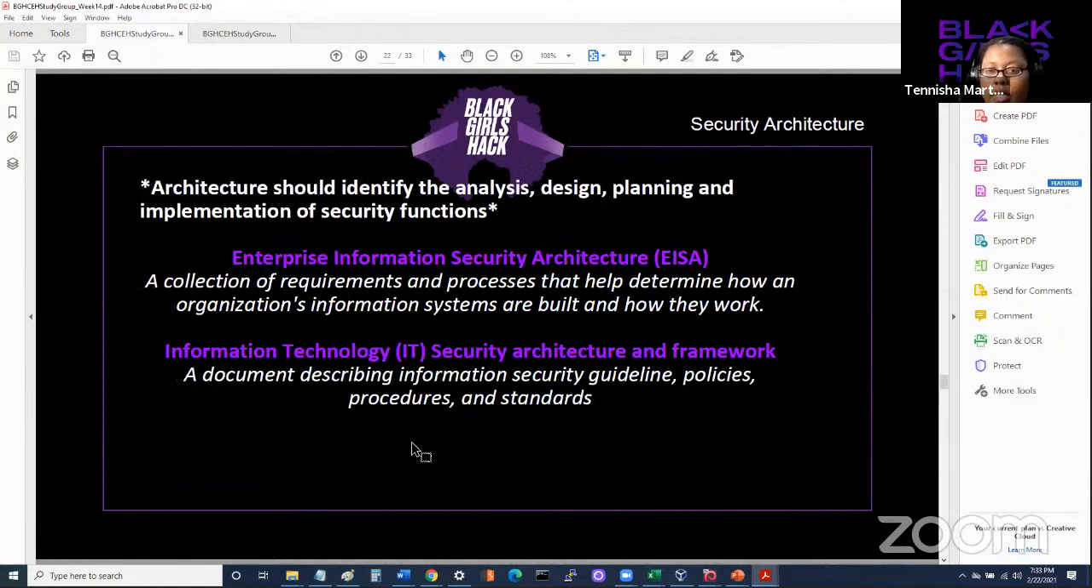All right, so security architecture. Architecture should identify the analysis, design, planning, and implementation of security functions. So there's the EISA, which is Enterprise Information Security Architecture. It's a collection of requirements and processes that help to determine how organizations' information systems are built. And there's also an IT security architecture and framework, which is a document or set of documents describing information security guidelines, policies, procedures, and standards.